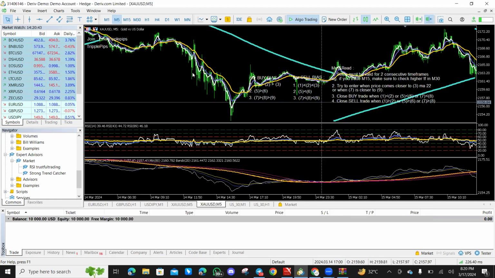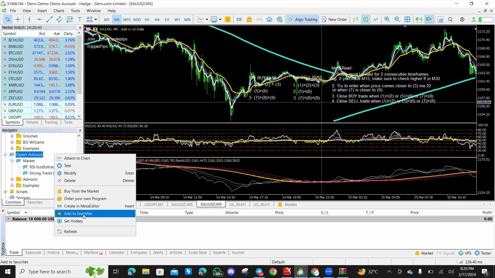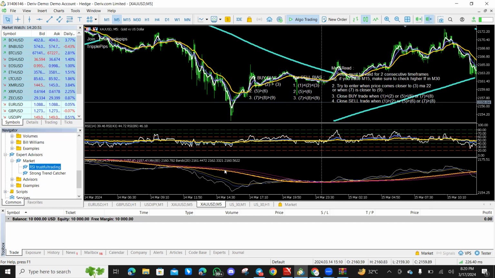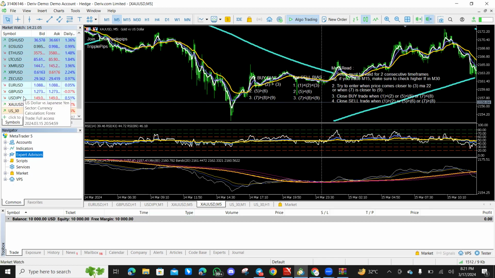Then you have to close it, and then you have to refresh it from here and from here too. Thus this template adjusts to your MT5 platform. And then you have to choose, let's just say, any charts you prefer.